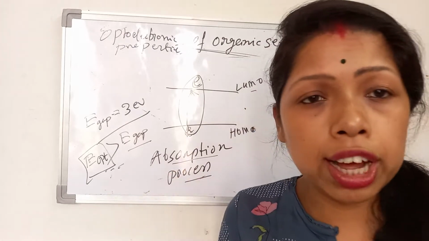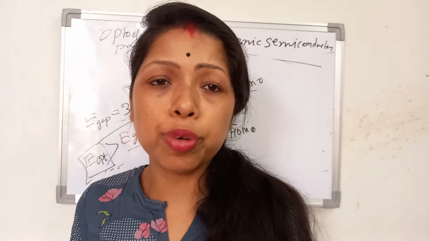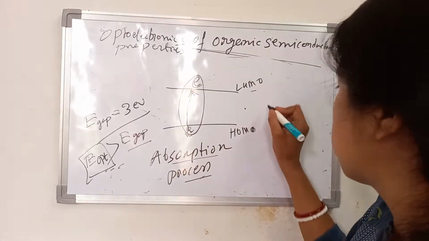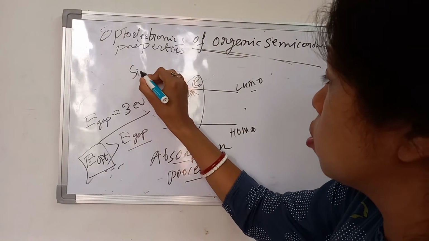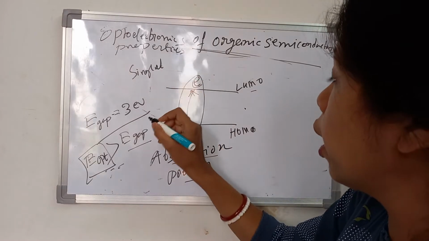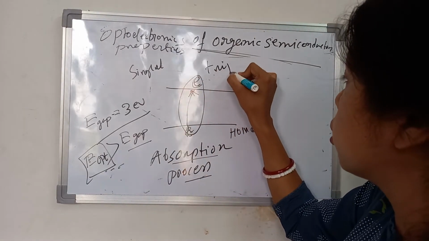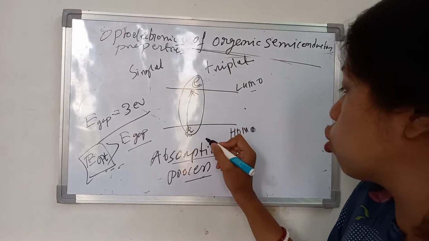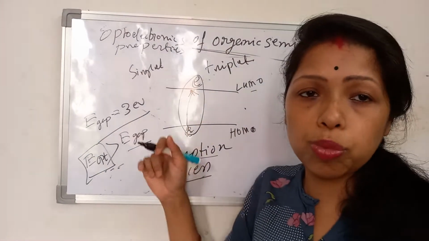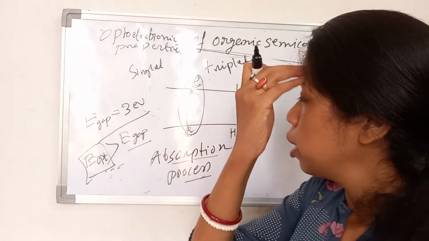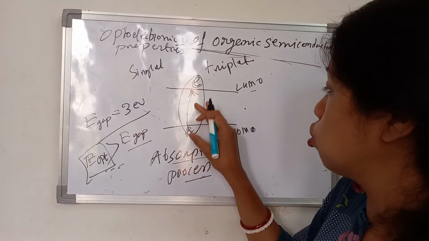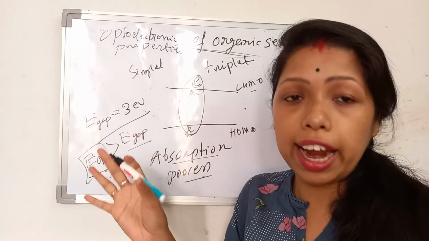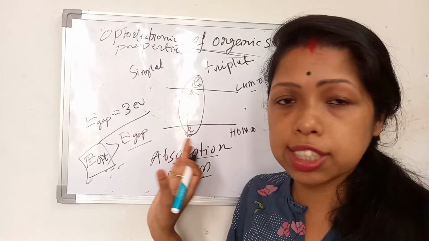Two kinds of electron-hole pair can be produced in an organic semiconductor. One is the singlet, and the other is the triplet. The singlet electron-hole pair is the direct transition from HOMO to LUMO. Due to this electron-hole pair, I get one kind of absorption peak. That absorption curve I will discuss now.